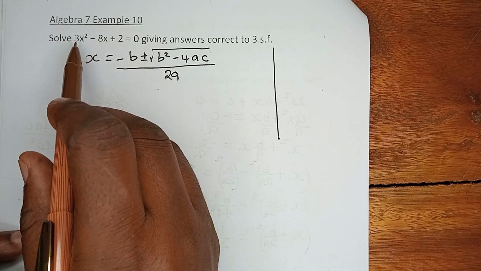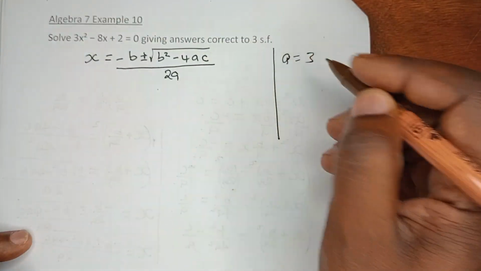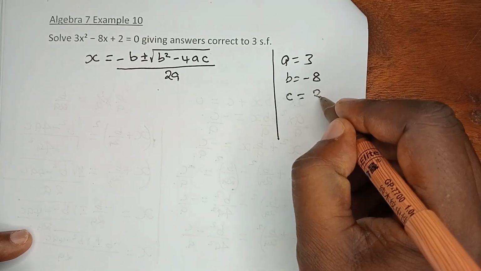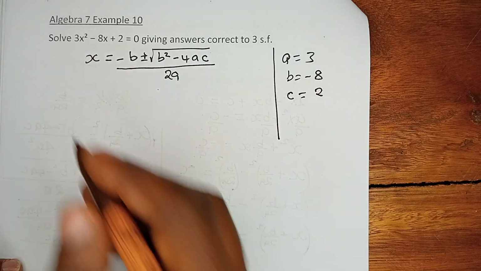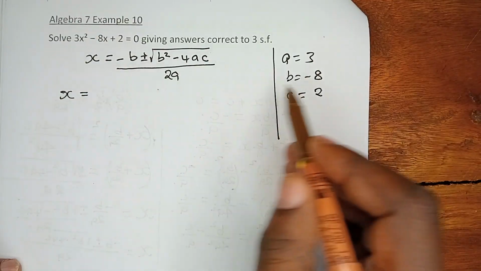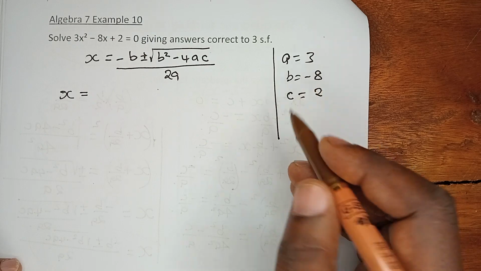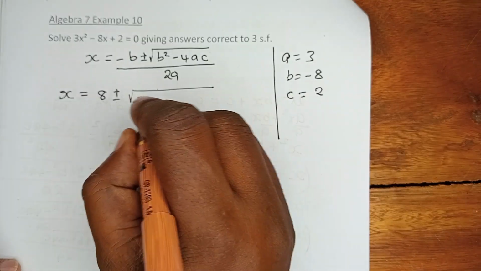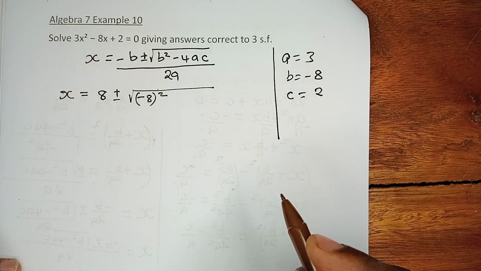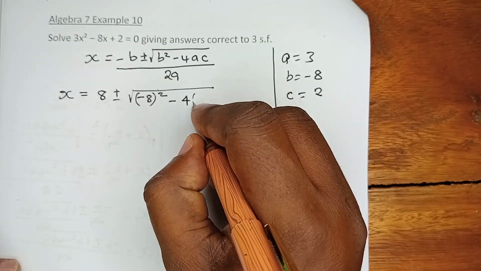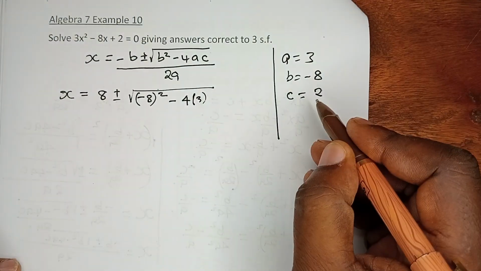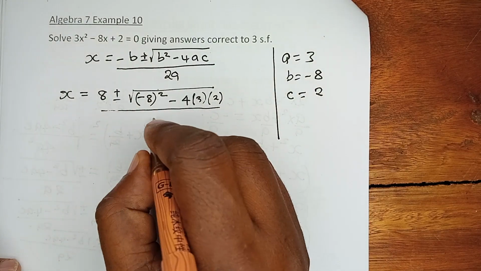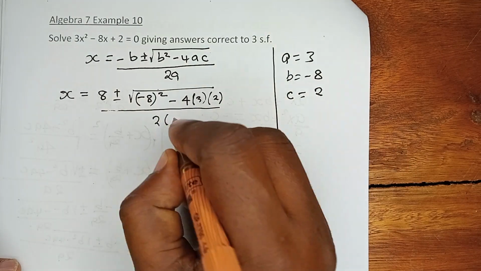In this equation, our a is 3, our b is -8, and our c is 2. So substituting in the formula, we have x equals minus b. So minus -8 is +8, plus or minus the square root of -8 squared, because that is b squared, minus 4 times a, which is 3, times 2, which is c, everything over 2 times a, which is 3.